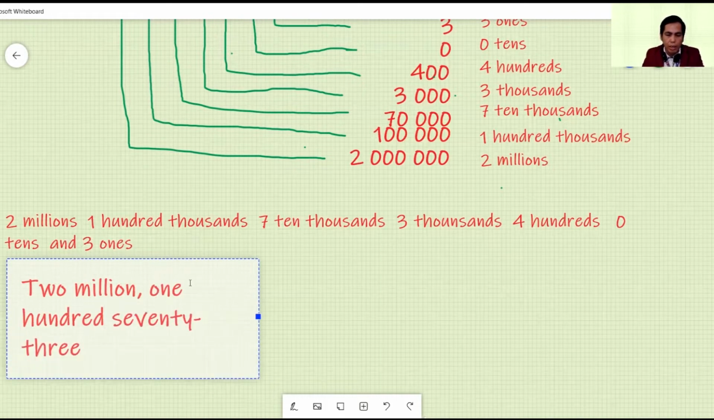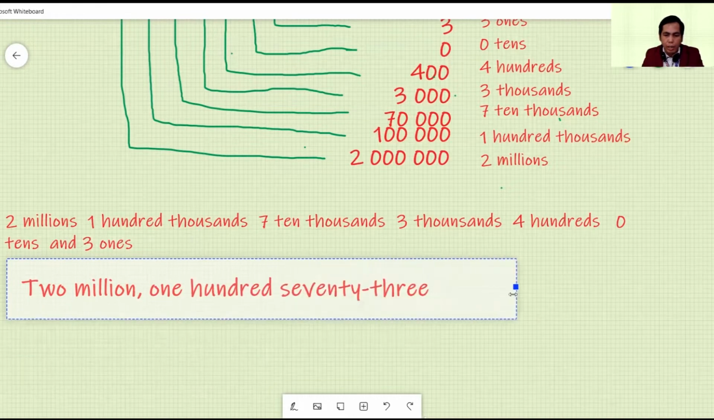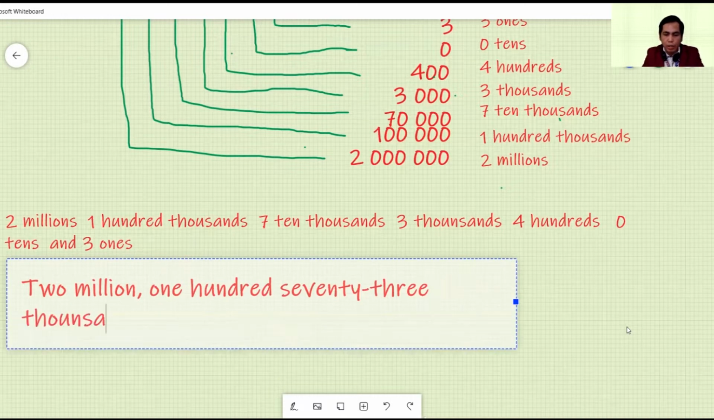173. As I have said, we have to include the period, which is thousands, but without the S. So thousand instead of thousands. So 2,173,000. And then before we proceed to the ones period, we have to put a comma also to separate the two periods.